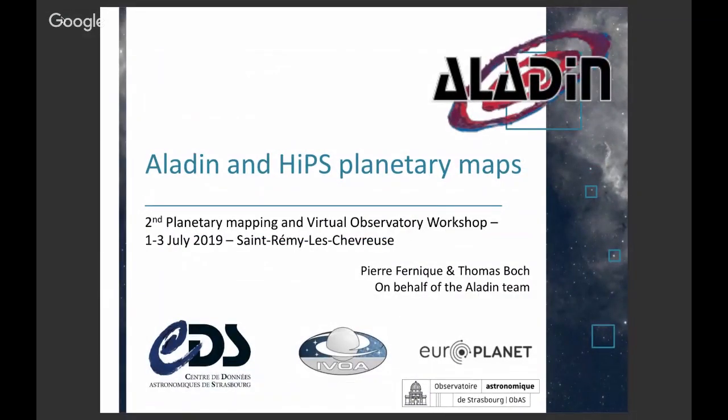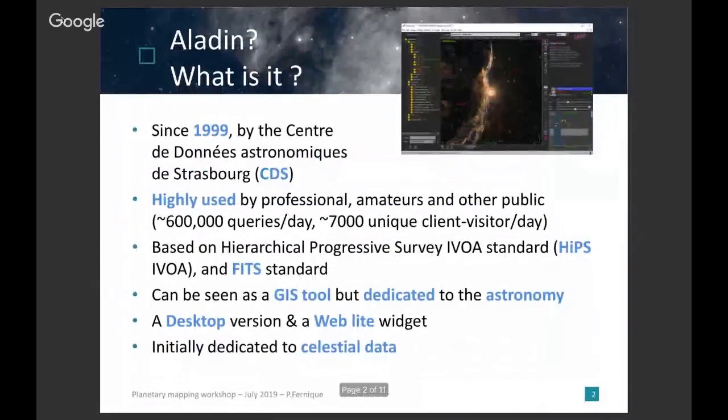Okay, I'm Pierre Fernique from the CDS, the Centre de Données Astronomiques de Strasbourg, and I will talk in 5 minutes about Aladin and HiPS planetary maps. The title of this workshop is Planetary Maps and VO Protocol, VO Virtual Observatory, and I will speak firstly about the VO, because Aladin is a tool of the VO. It was started in 1999 by the Centre de Données. It is highly used presently by professionals, amateurs, and the general public.